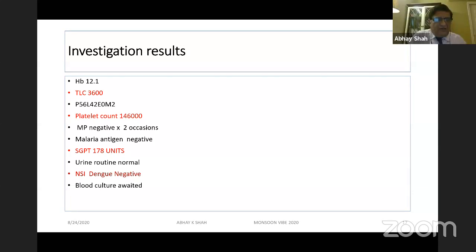Yeah. So here the blood culture was sent, and the child is toxic, and we have started the antibiotic after the blood culture was taken. So Dr. KHEYA, does NS1 rule out dengue?